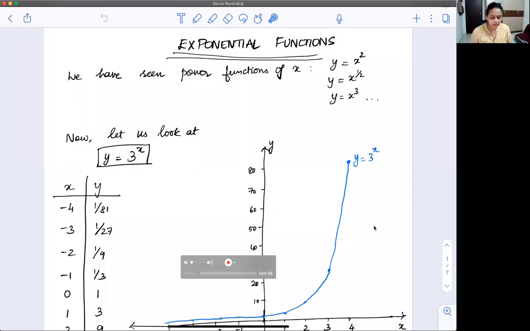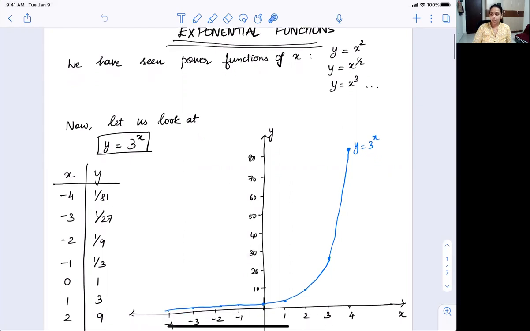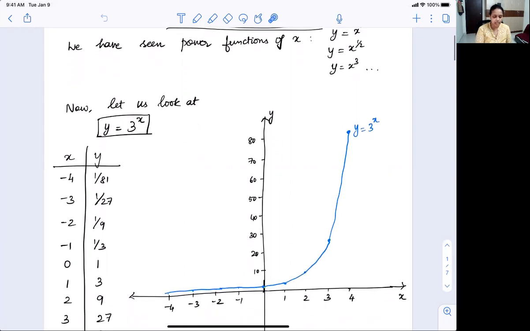Hello all. So in this video, we're going to be looking at exponential functions. So let me share my screen. All right. So we have seen different power functions of x, like x squared, x cubed, square root of x, and so on. But now let's look at a function y is equal to 3 to the power x.